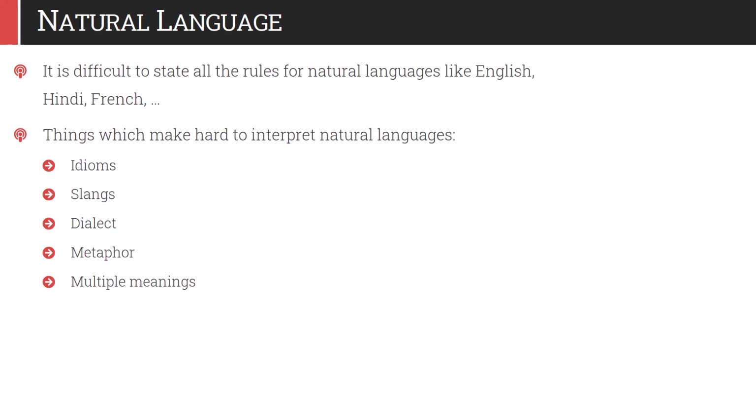Like every language has its own idioms. The meaning of idioms is different than the actual or the dictionary meaning of those statements. Then there are so many slangs, dialects, metaphors, and multiple meanings of the same word that make it very difficult to define a specific rule to understand the language. So we cannot directly adopt that language. Right? It depends on our ability and intelligence to understand the natural language.